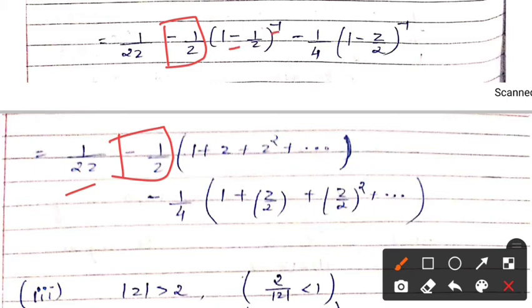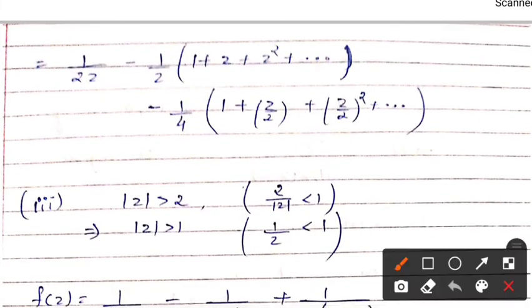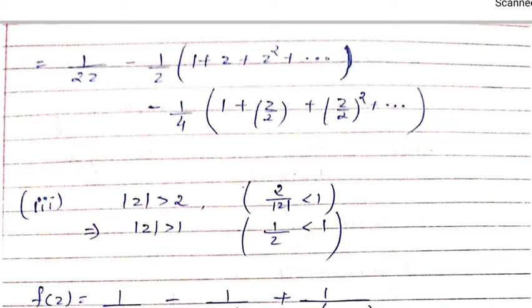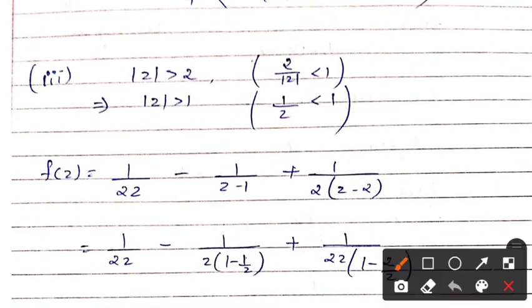Here both are minus, so all signs will be plus: 1 plus z plus z square, and so on. In the same way, in the second part, 1 minus z by 2 whole inverse, here also I have a minus sign, so in the series I must have 1 plus z by 2 plus z by 2 whole square plus so on.